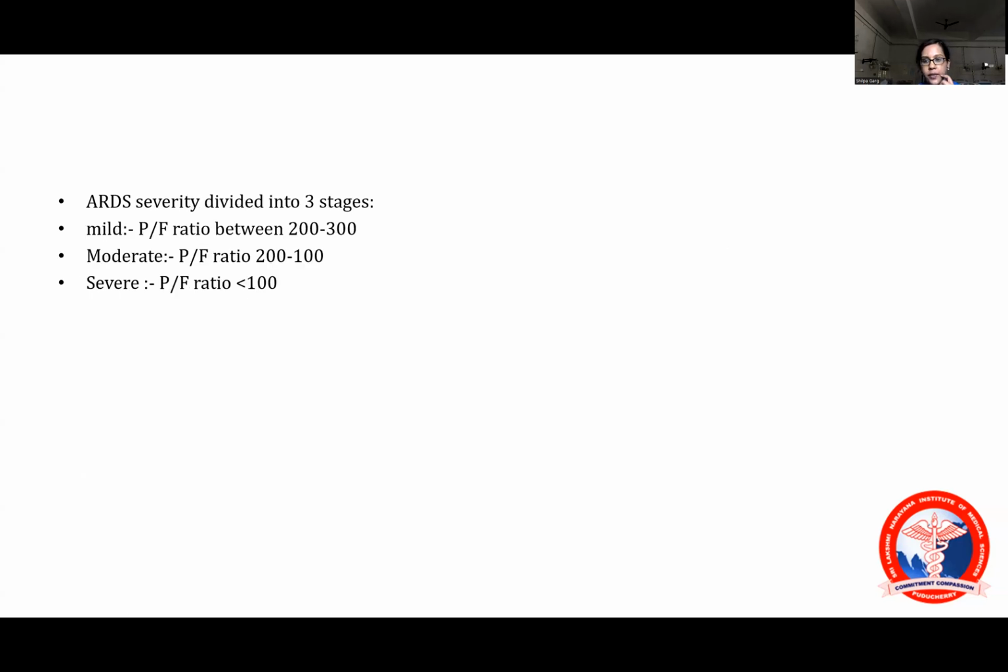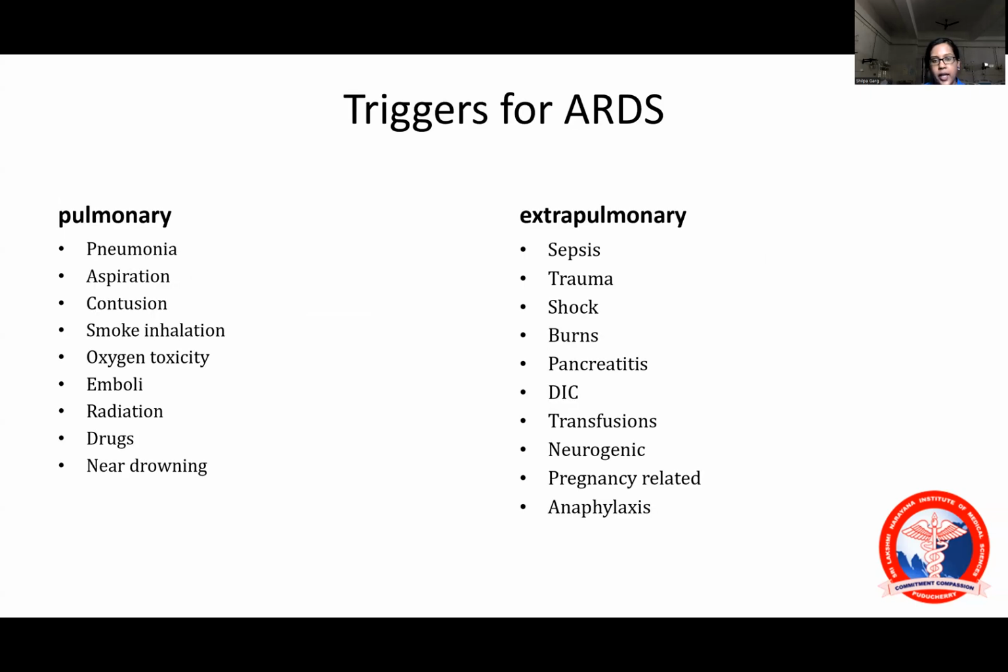We then classified it further into three stages: ARDS is mild, moderate, and severe, based on the PF ratio. When the PF ratio is between 200 and 300, it is called mild. Between 200 and 100 it is called moderate, and less than 100 is called severe ARDS.